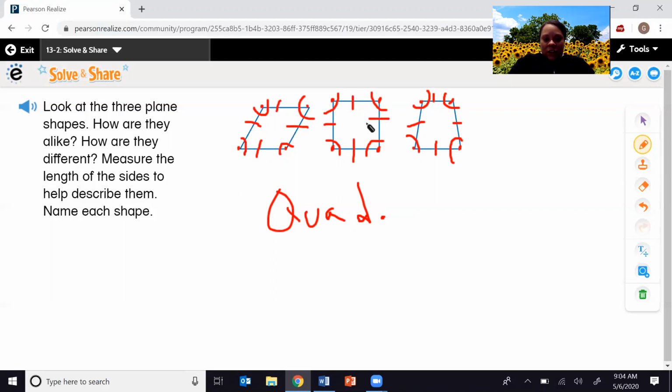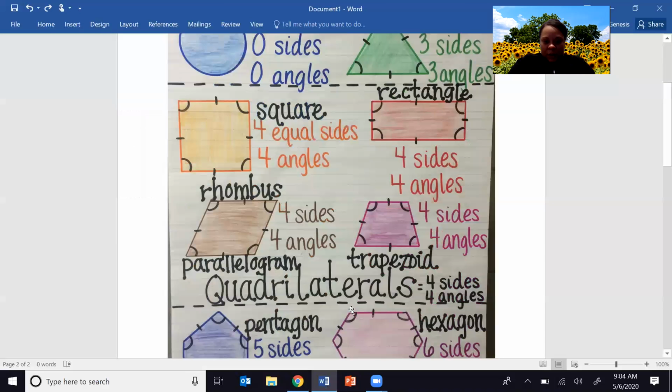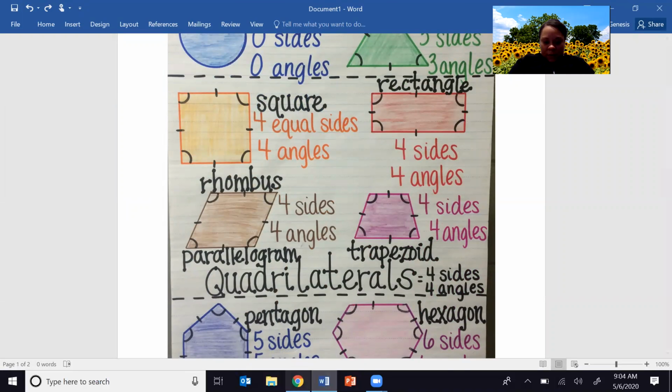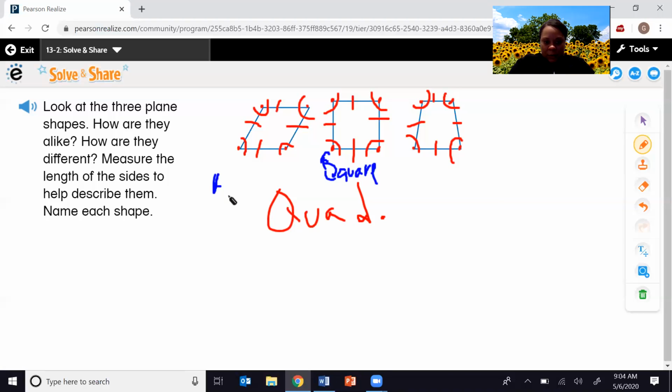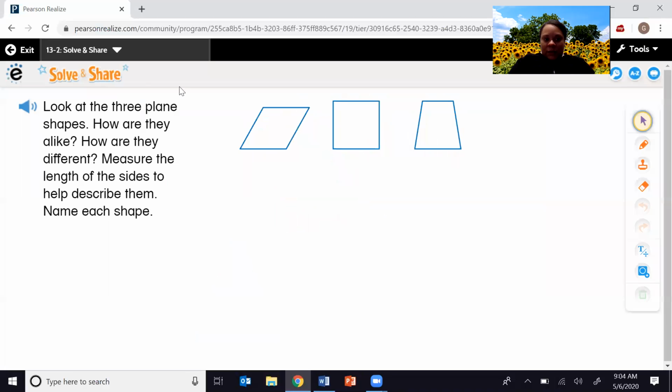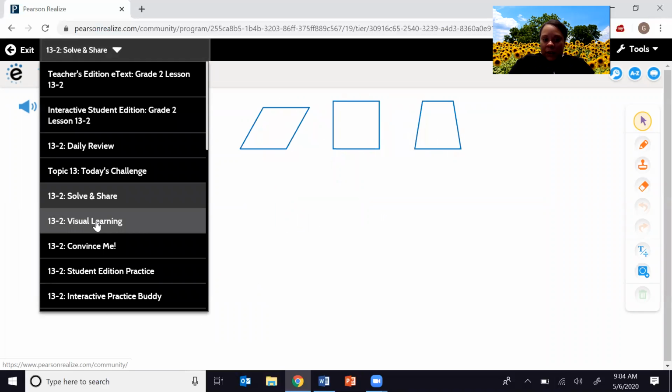And let's talk about what each of these shapes are. Well, we know by heart that this is a square. Remember, you can use that anchor chart I told you just so you can remember to measure your shapes. I'm going to put square. And then if we look at our handy dandy anchor chart, we see that this is a rhombus. I'm just going to put R for rhombus and T for trapezoid. So rhombus, square, and trapezoid. And what they have in common is they're all quadrilaterals with 4 sides, angles, and vertices. All right, so that's it for our solve and share. We can move on to our visual learning.